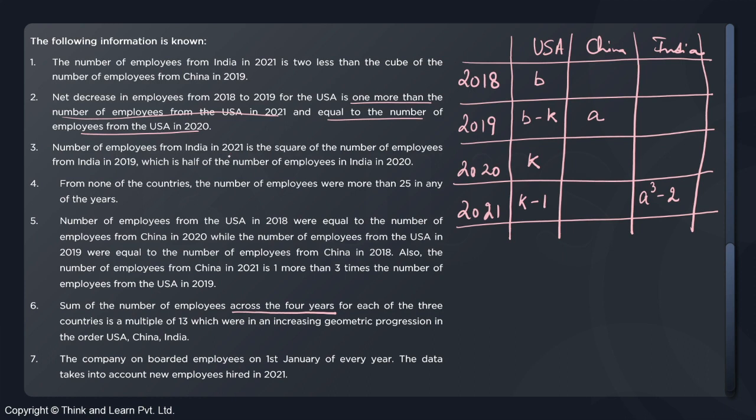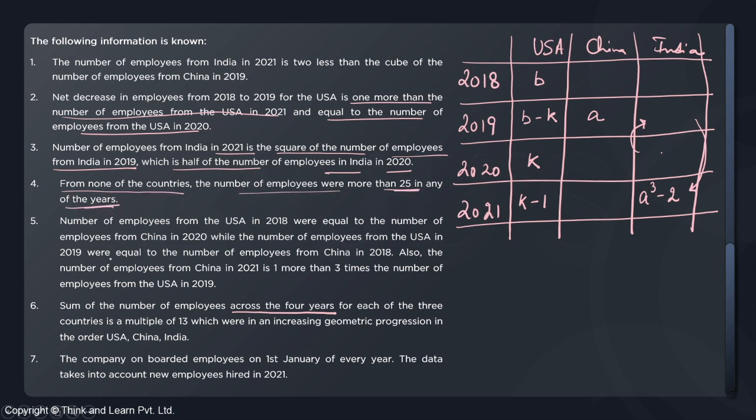Number of employees from India in 2021, that is A cube minus 2, is the square of the number of employees from India in 19. It is also the square of this number. But how do I write it? It's difficult. It is half the number of employees in 20, and that number is half the number of employees of this. So whatever number would come here, half of that would be here, and square of that is A cube minus 2. That's a little difficult to understand. From none of the countries were the number of employees more than 25 in any of these.